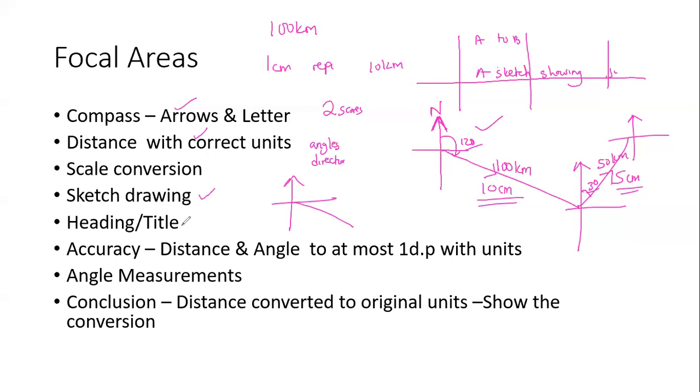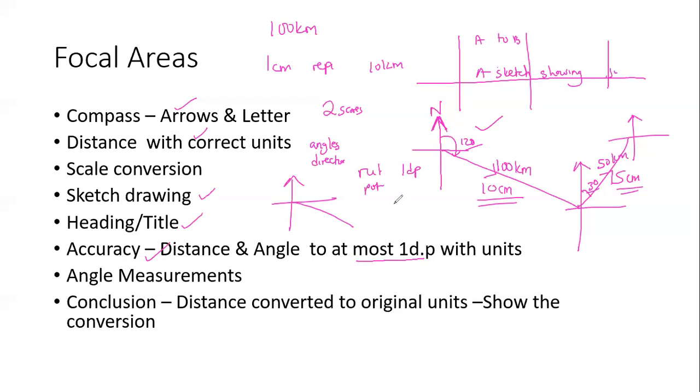Then a title is very key. For any graph you are drawing, kindly indicate the arrows and indicate the title for that particular graph. Then accuracy, distance and angles. When you are measuring, please, you must write to at most 1 decimal place. The measuring instruments you are using, your ruler and the protractor, you can only measure to 1 decimal place.